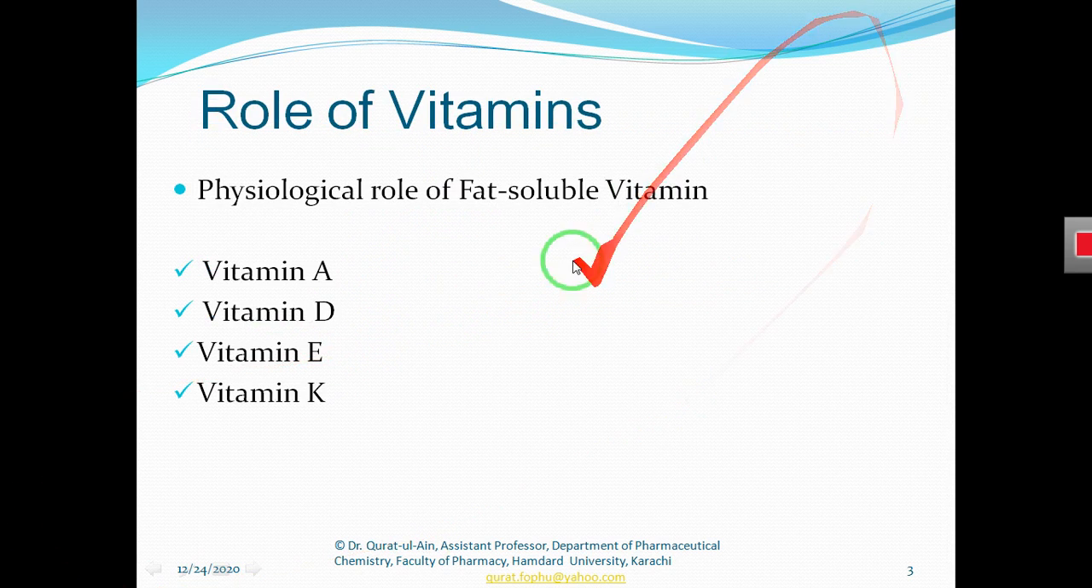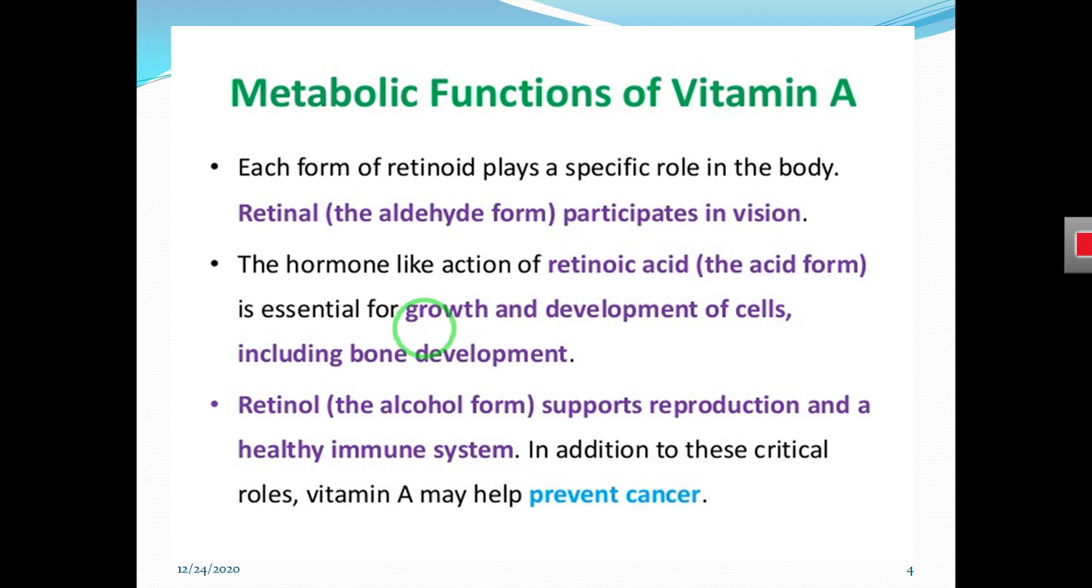So what are those factors that are involved in the regulation of metabolic processes in our body? These may be fat soluble vitamins like vitamin A, D, E, K, and they may be water soluble vitamins. We will be studying both water soluble and fat soluble vitamins, including their physiological role and their role in the regulation of metabolic processes.